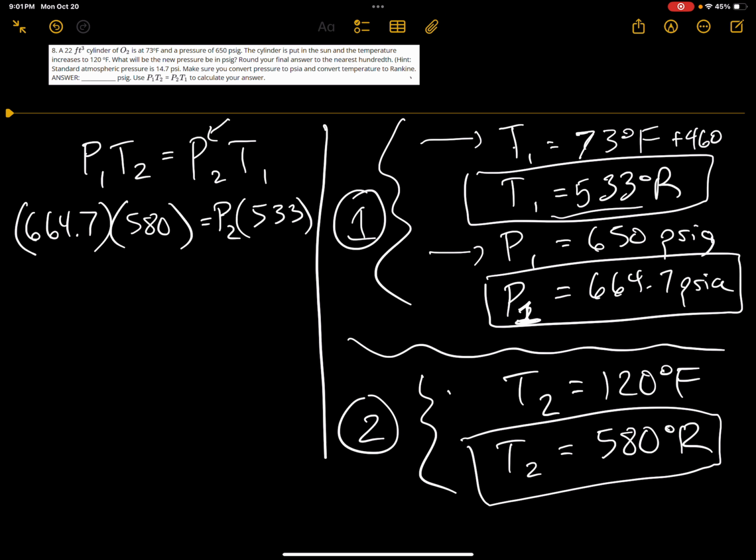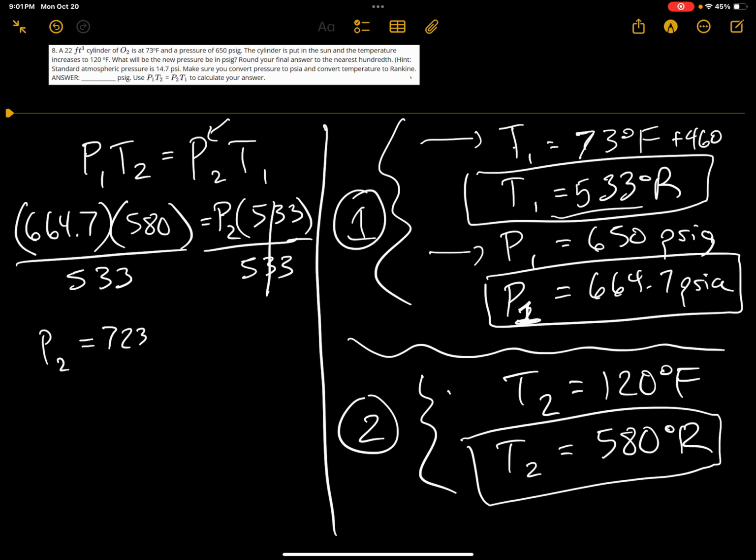Okay, so great. Now we're just going to solve this with algebra. We just need to get P2 by itself. So we're going to divide this side by 533 and do the same thing on this side. 533 divided by 533 is just 1. We're left with just P2 on that side. And if I plug all this into my calculator, what's going to pop out is 723.3133208. And this is in psi A.